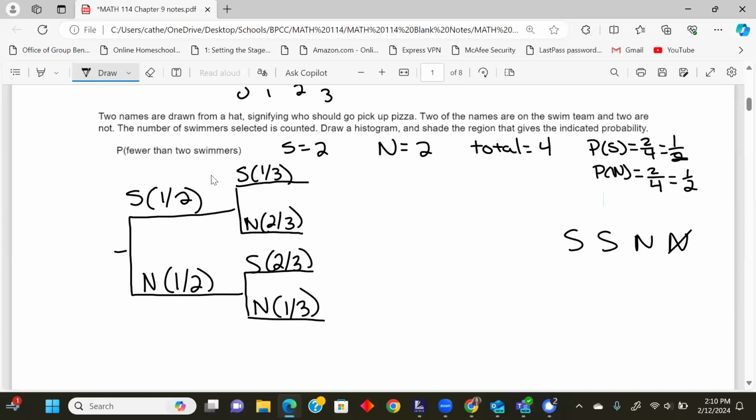All right, so the number of outcomes, so let's look at this. This would be a swimmer and a swimmer, swimmer and a non-swimmer, non-swimmer and swimmer, non-swimmer and non-swimmer. All right. So the probability with 0 swimmers is 1/2 times the 1/3. Okay, that's here. So probability of 0 swimmers is 1 out of 6.